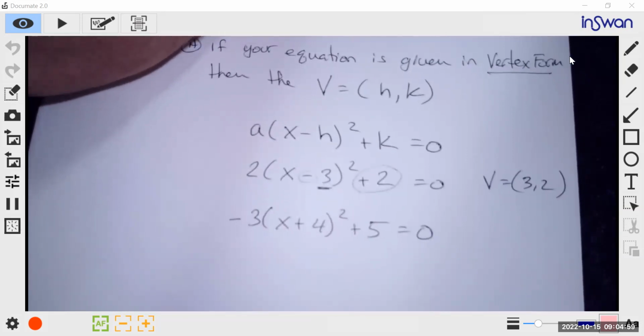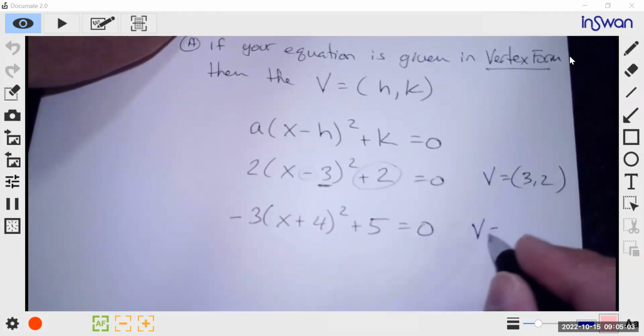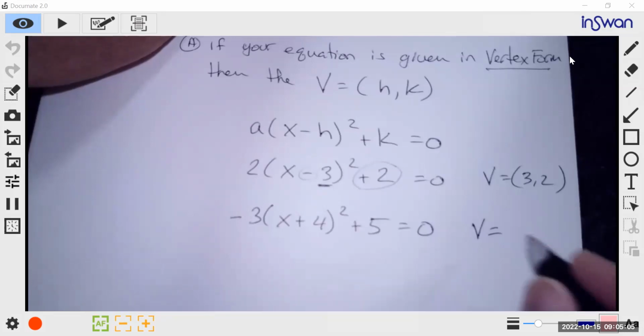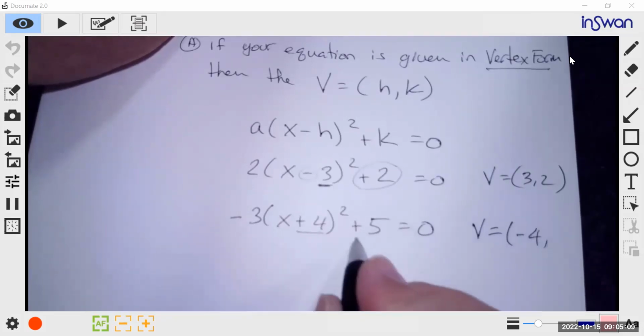How about that? What's my vertex? Opposite sign, so it's -4, and whatever that is.